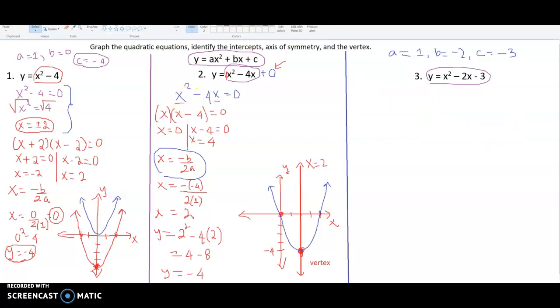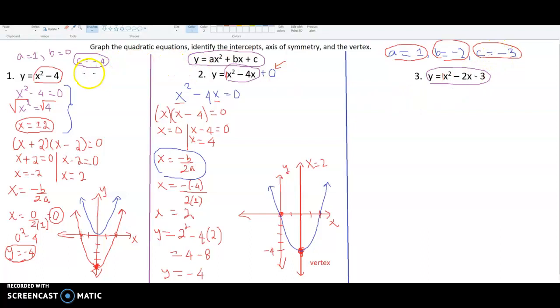Okay, so let's get back to the problem. Alrighty, x squared minus 2x minus 3. I already identified the a for you guys up there, which is 1. The b is -2, and then the c is -3. And again, the c, -3, that is going to be your y-intercept.